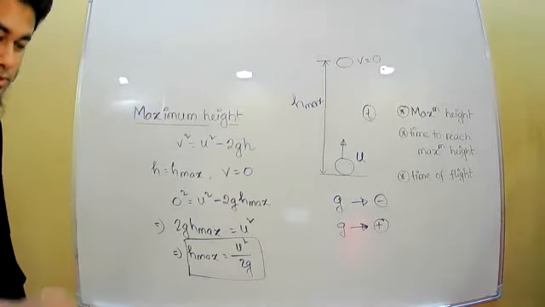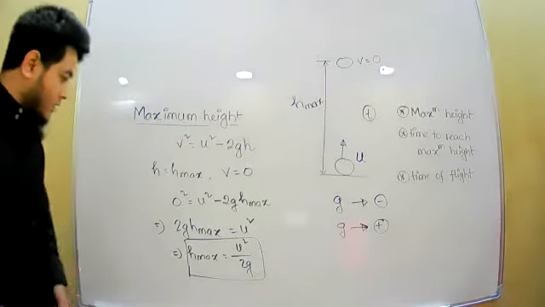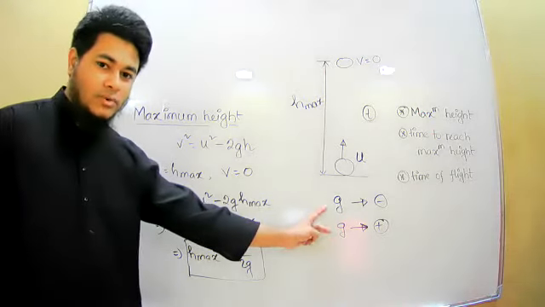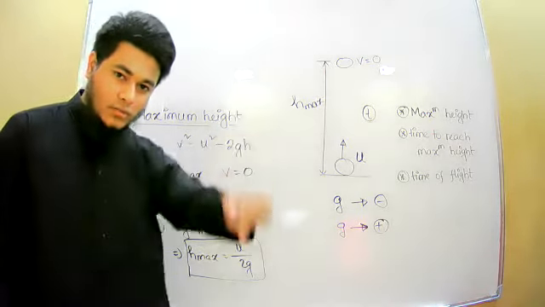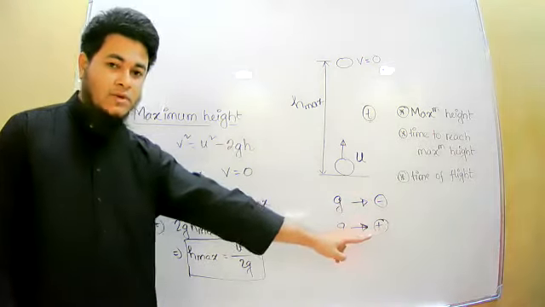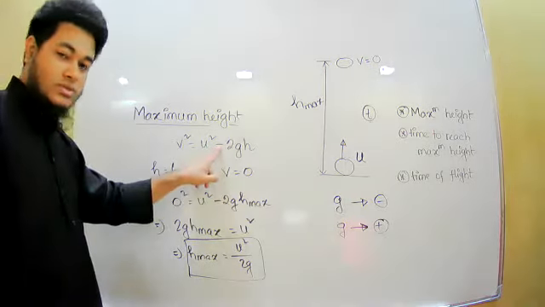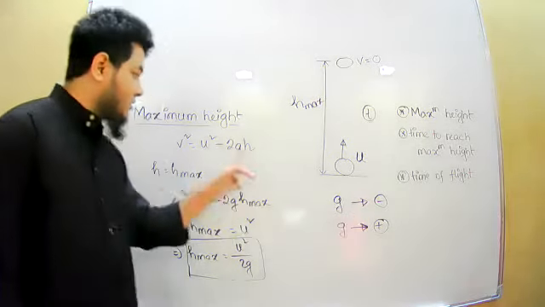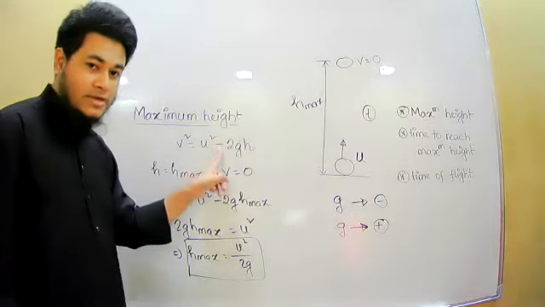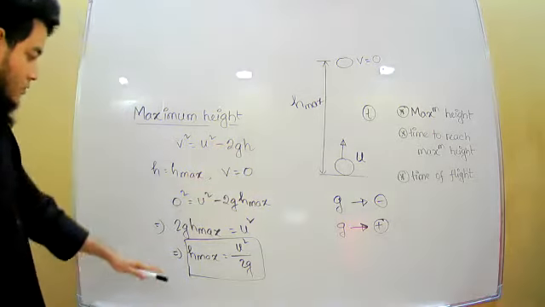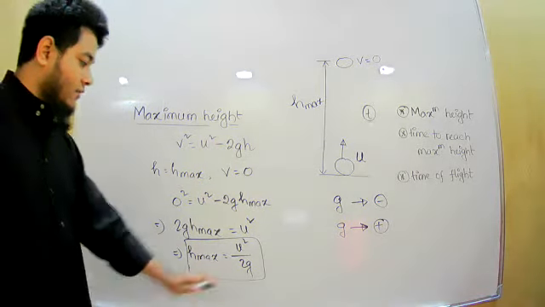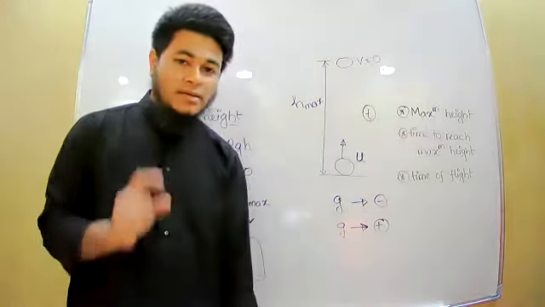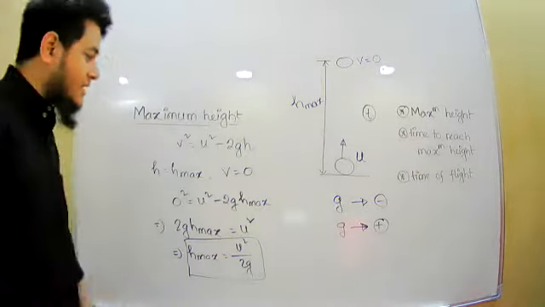Please keep in mind, whenever the body is falling in the downward direction, g is positive, and we will use plus. And when the body is going in the upward direction, g will be negative. That means in front of it, we will use minus. So H max is equal to U square divided by 2g. This is the formula to find out the maximum height that the body will cover. Let us see an example now.